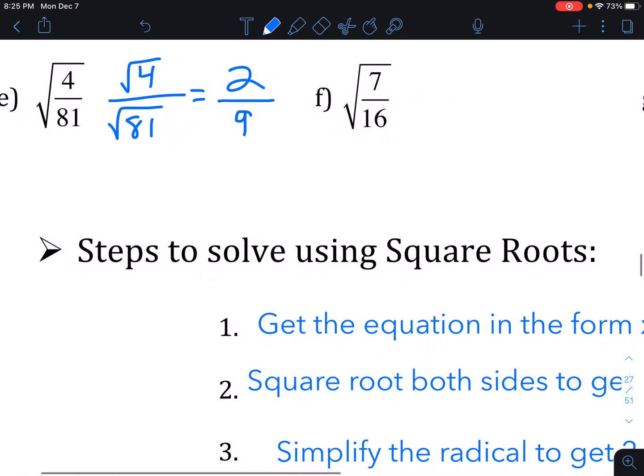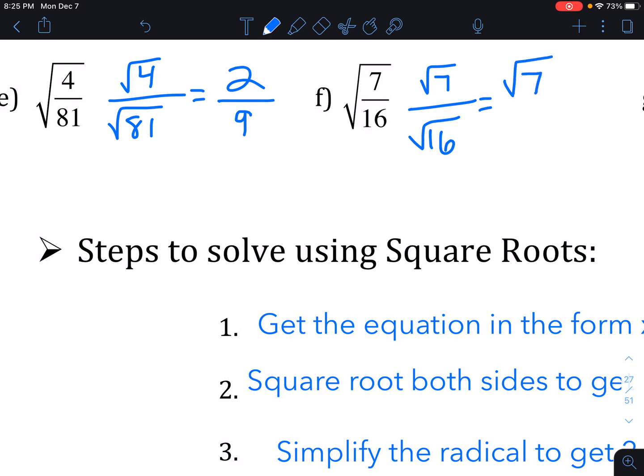Now, it's a little different in letter F. If I notice the radical covering the whole fraction, that means it can be broken up as square root of 7 divided by the square root of 16. The square root of 7 cannot be simplified, so it just drags over. The square root of 16 can, it's 4. So square root of 7 over 4.